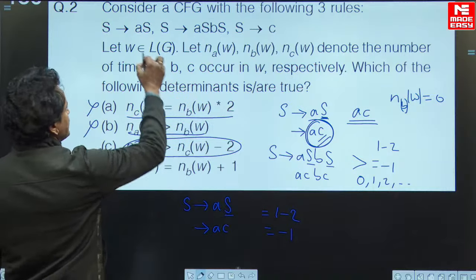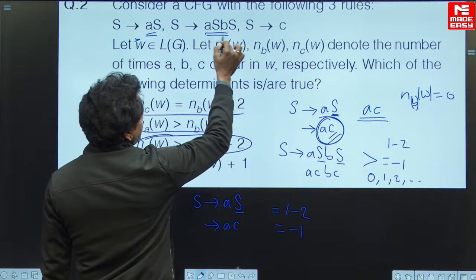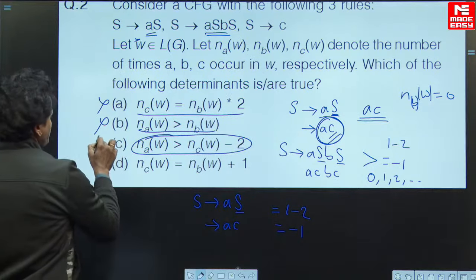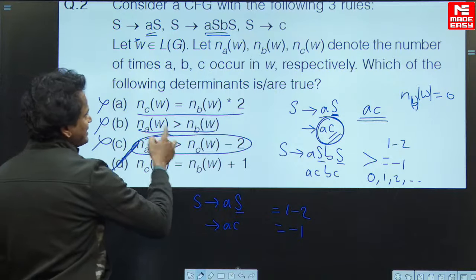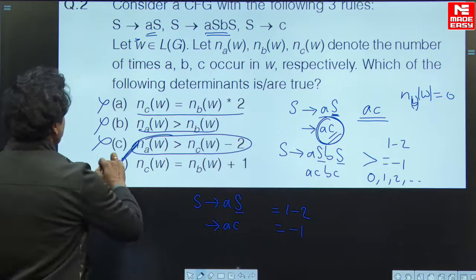If I go for either this production or this production, always the number of A's will be there, minimum 1. So it cannot be true. So the answer is this one. Instead of finding the strings, you go for the elimination process, that will be easy. So the answer for this question is D.